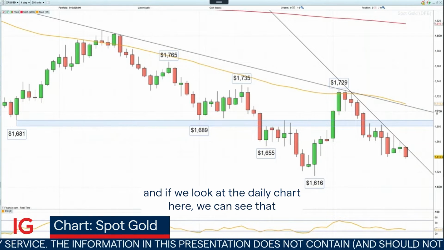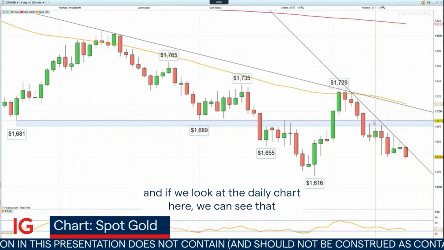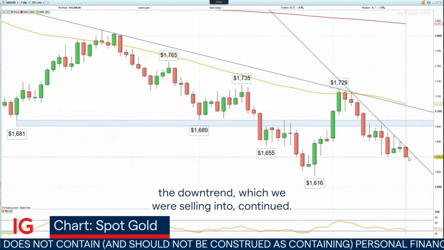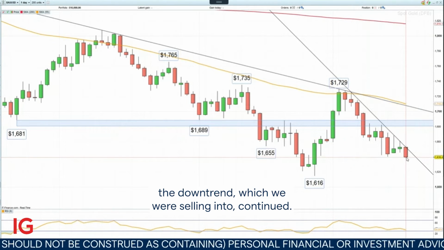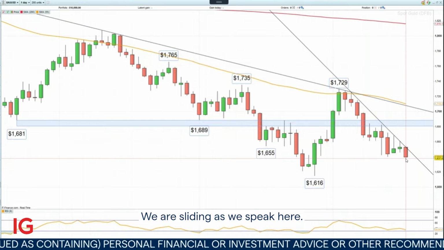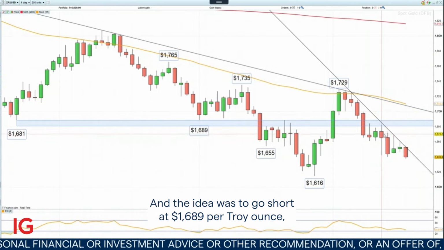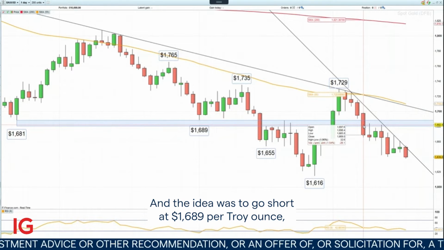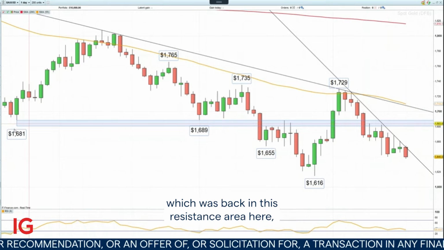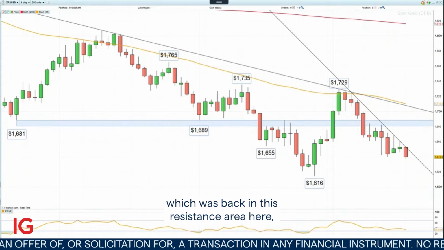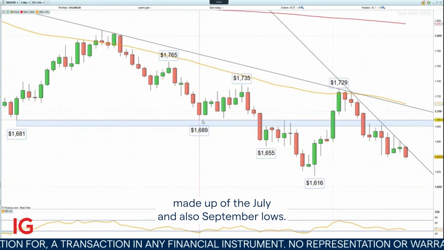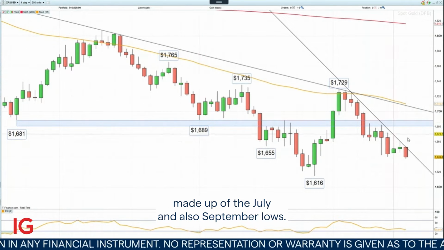Last week's trade was to go short gold. And if we look at the daily chart here, we can see that the downtrend, which we were selling into, continued. We are sliding as we speak here. And the idea was to go short at $1,689 per troy ounce, which was back in this resistance area here, made up of the July and also September lows.